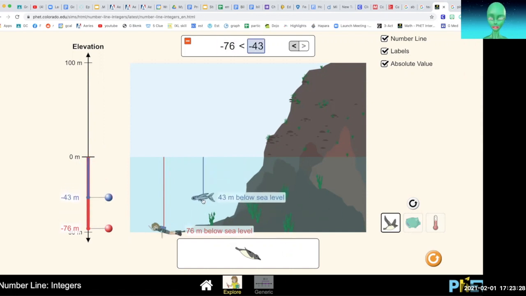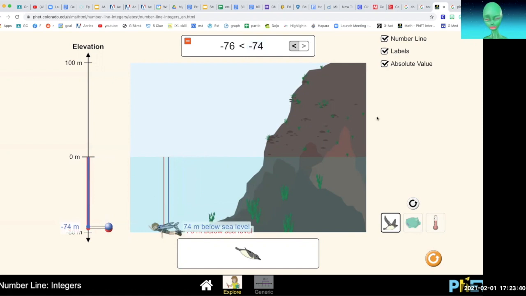And that's where our little fish is. He's at negative 54, right? 54 below sea level is minus or negative 54. And he sees the girl and he starts eating her, because that's what happens when you go too deep in the water and you run out of air.